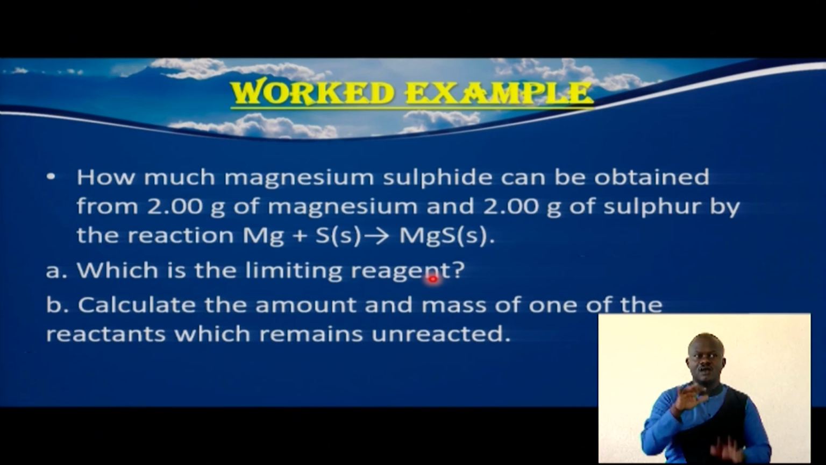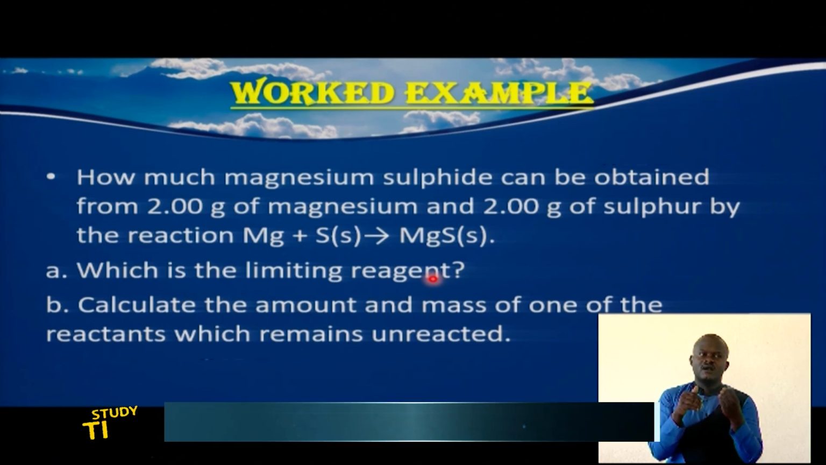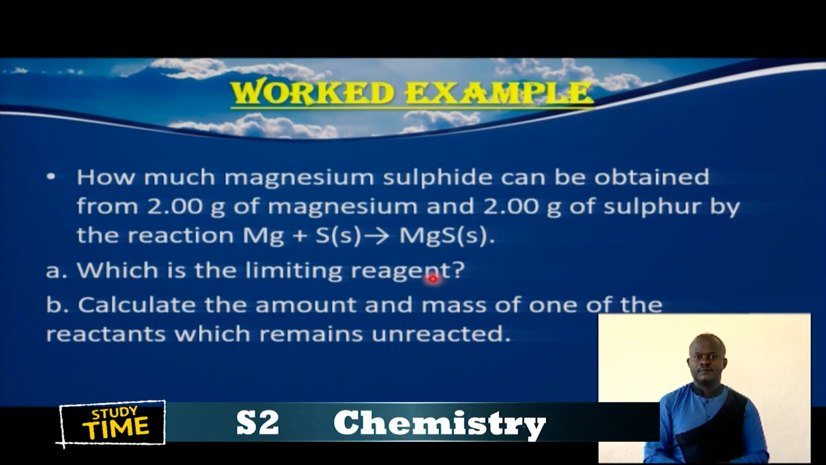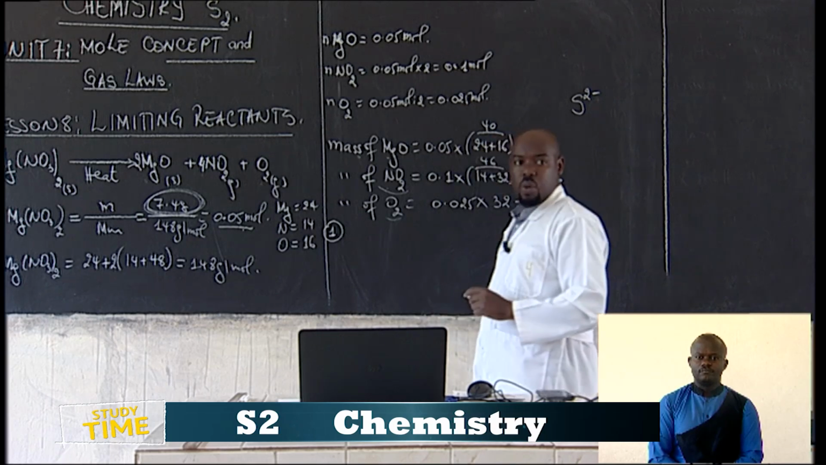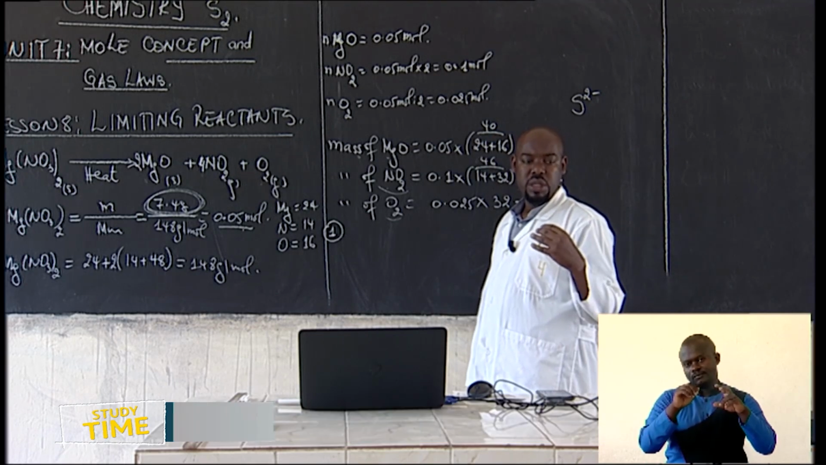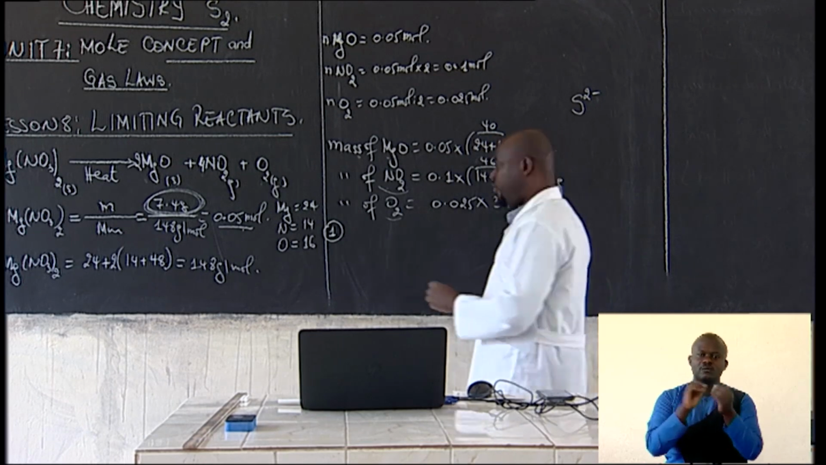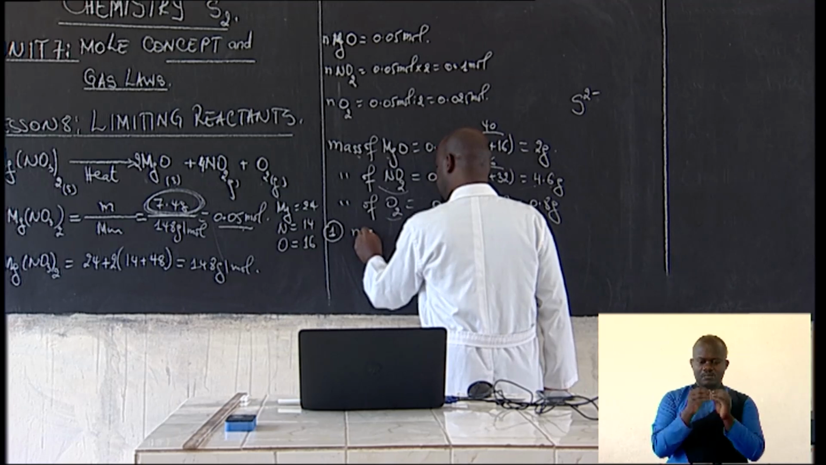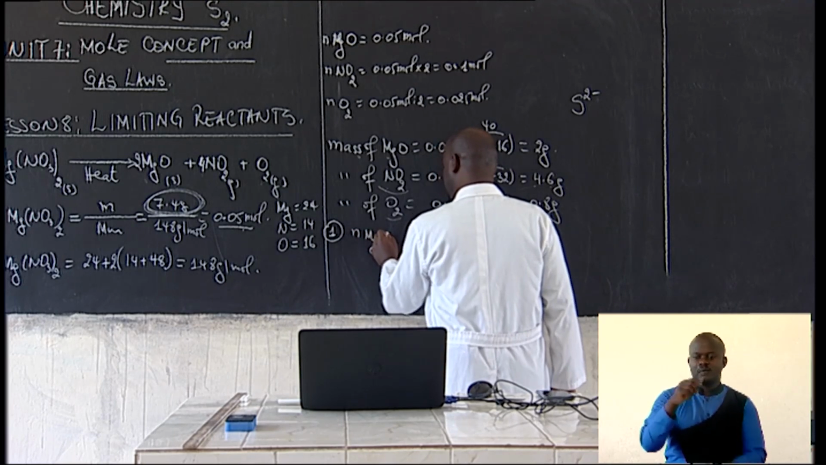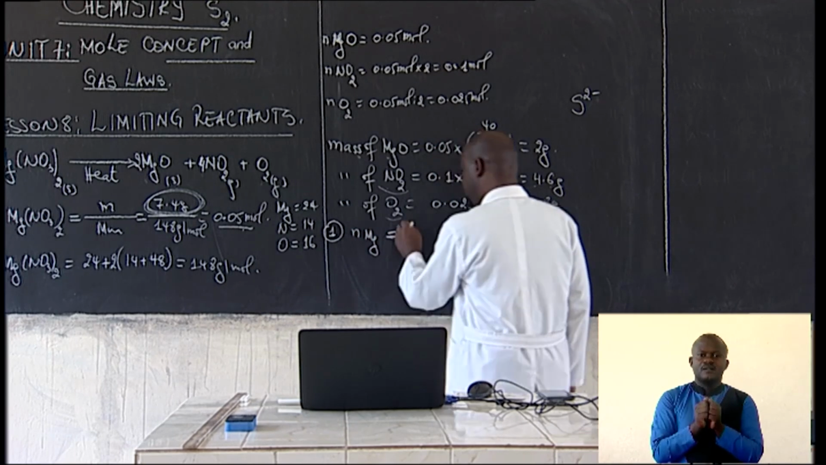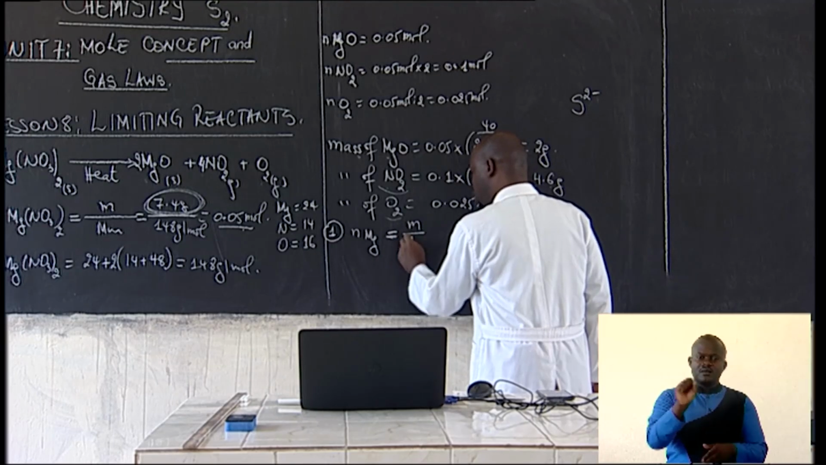How do we do that? As I said, we have to determine the number of moles for each substance, and then we compare them. How do we do that? So we have example number one. Example number one, which one is the limiting reactant or reagent? We find the number of moles of magnesium. Number of moles of magnesium, what do we have? It's mass over molar mass.